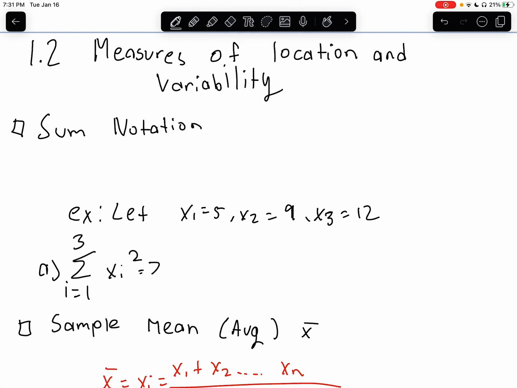Alrighty, so in today's lesson, we're going to go over chapter 1, but 1.2 of chapter 1 before we head to chapter 2. This is our measures of variability and different means and sample variation and sample space as well too. So for starting off, we're going to start off with some sum notation.